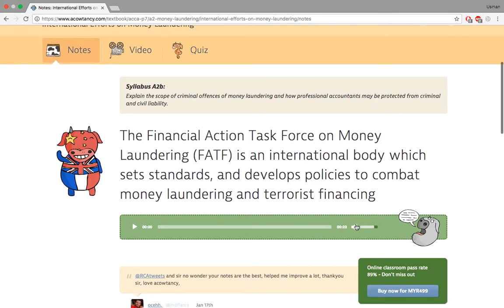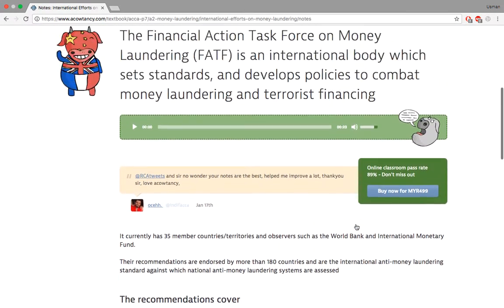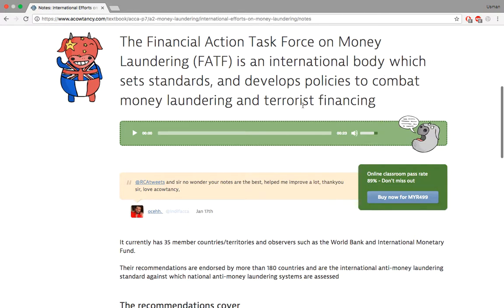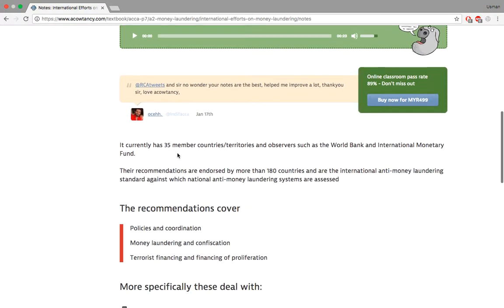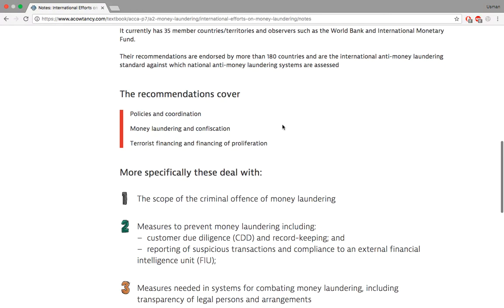Moving on to international efforts on money laundering. Now, terrorist financing. Okay, this is the first time I'm reading it. I'm going to read it out. The Financial Action Task Force on Money Laundering, FATF. Okay, that just sounds very wrong. I'm sorry. It is an international body which sets standards and develops policies to combat money laundering and terrorist financing. Okay. Now, it says that there are 35 members, countries or territories, that are a part of this association. The recommendations cover policies and stuff like that.